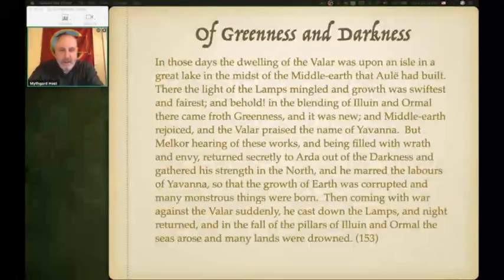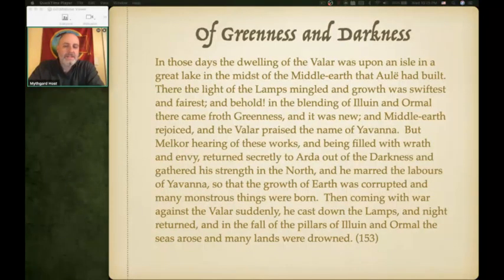So this is right after the destruction of the lamps. We'll get to the destruction of the lamps, as we'll see. "In those days, the dwelling of the Valar was upon an isle in a great lake, in the midst of the Middle-earth that Aule had built. There the light of the lamps mingled, and growth was swiftest and fairest. And behold, in the blending of Illuin and Ormal, there came forth greenness, and it was new. And Middle-earth rejoiced, and the Valar praised the name of Yavanna.